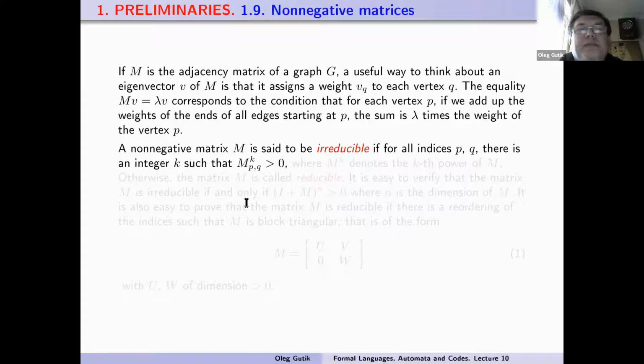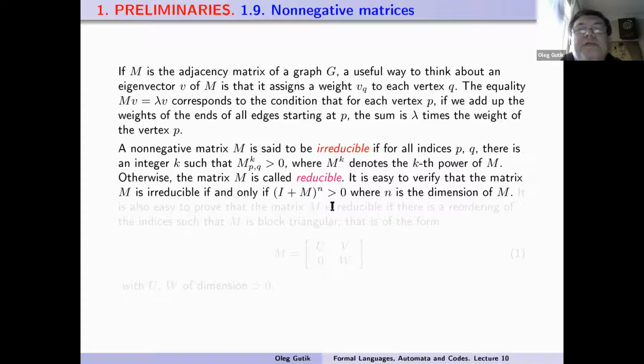A non-negative matrix M is said to be reducible if for all indices p, q there exists an integer k such that (M^k)_{pq} is greater than 0, where M^k denotes the k-th power of M. Otherwise, the matrix M is called irreducible.